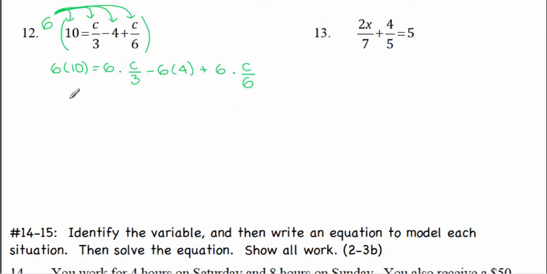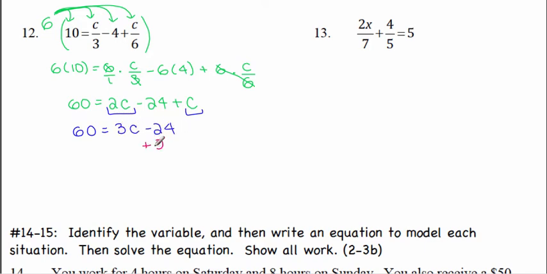When I multiply that, I get 60 equals, and now the 3 and the 6 cancel. I have 2c minus 24. The 6s here cancel, plus c. The next thing I'm going to do is combine my like terms. So on the right side, I have a 2c and a 1c that I can combine to 3c.